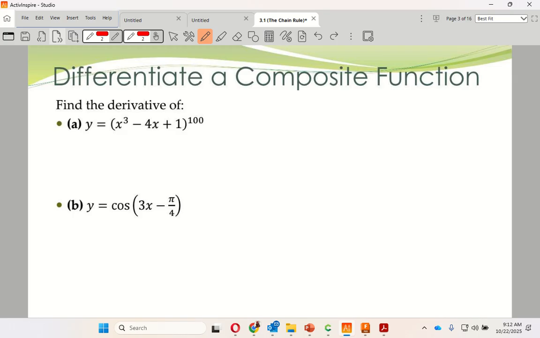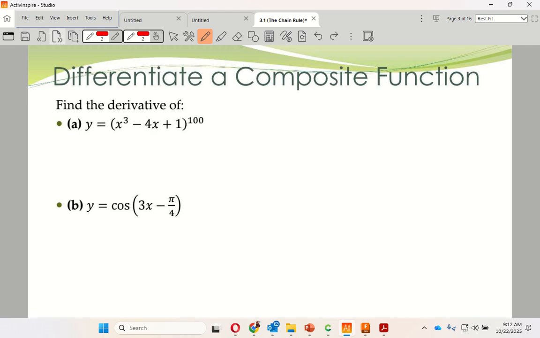All right. So could I just expand this and then do it? I could. I would take this third degree trinomial and multiply it 100 times, right? I could. Do I want to? Hell no. That's why the chain rule comes into play. So it's going to look like this.